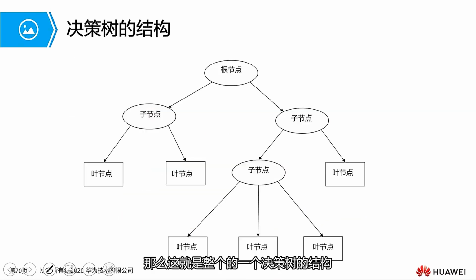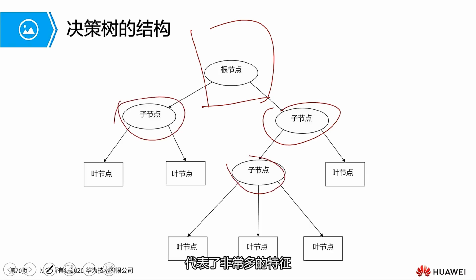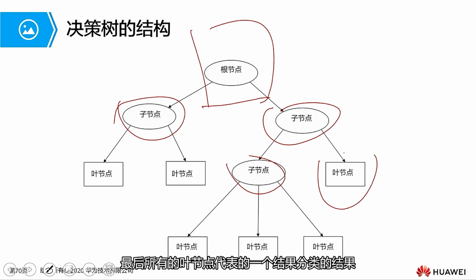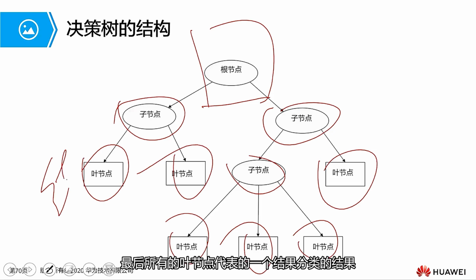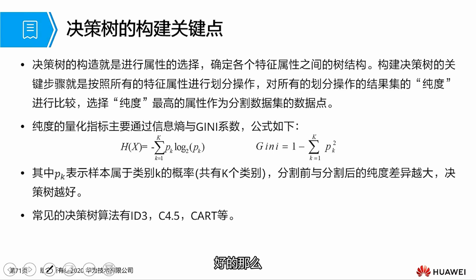Branch on each feature, branch all the way to the end. One possible outcome for us. This completes a decision tree. So this is the structure of the entire decision tree. The three parts are the most important. There is only one root node at the top, and each child node represents many features. The final result, represented by all leaf nodes, is the classification result.